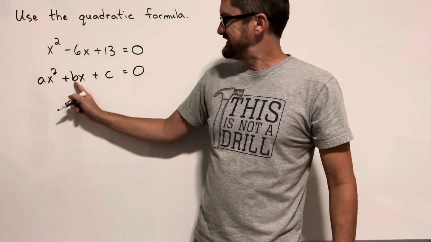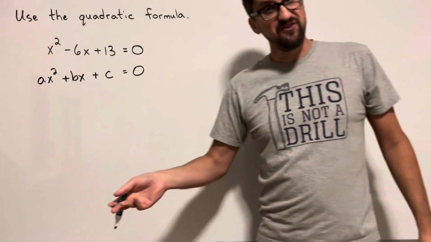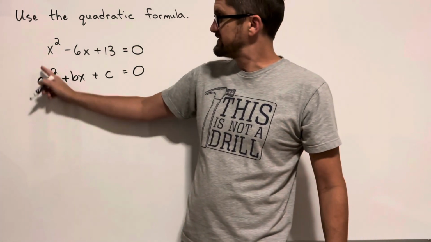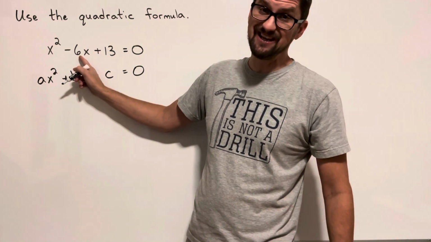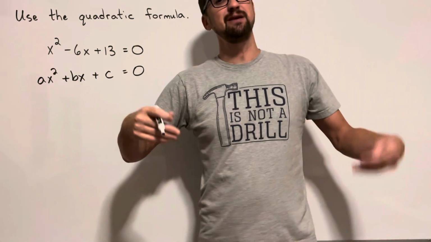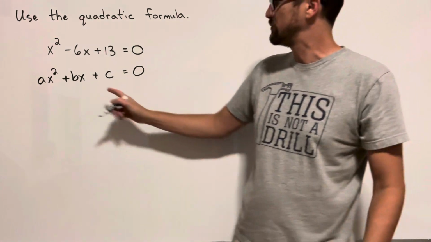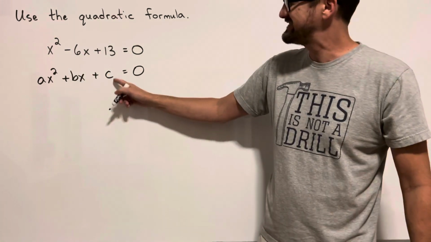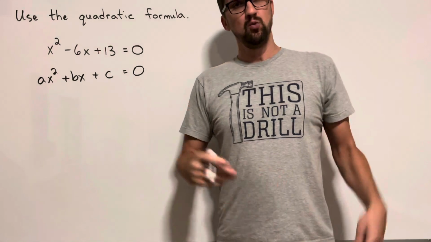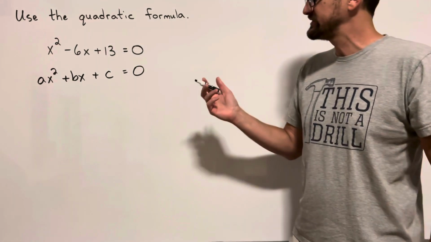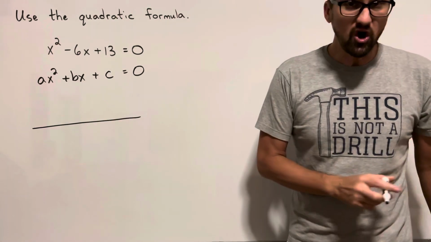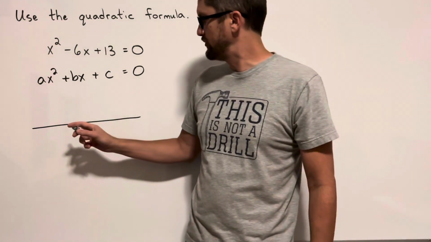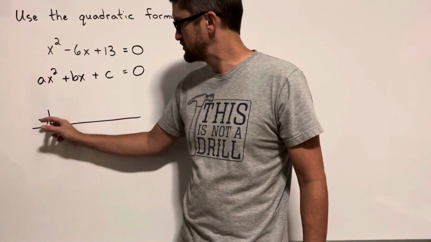And a, b, and c are the coefficients of each term. So a in this case is 1. The b is negative 6, because minus 6 is the same thing as adding a negative 6. So b is negative 6. And the c matches up with 13. We need to know what a, b, and c are because the quadratic formula involves all those letters.